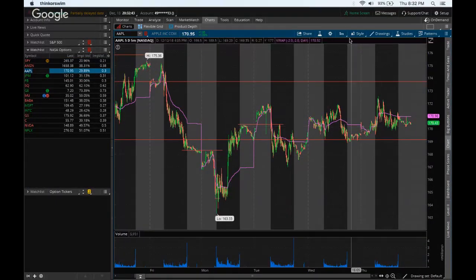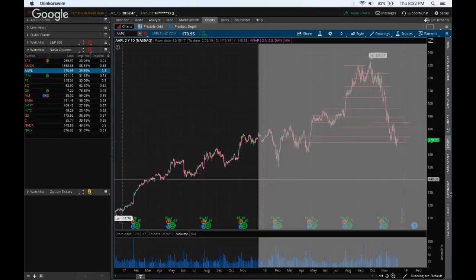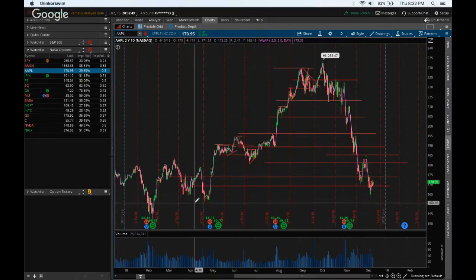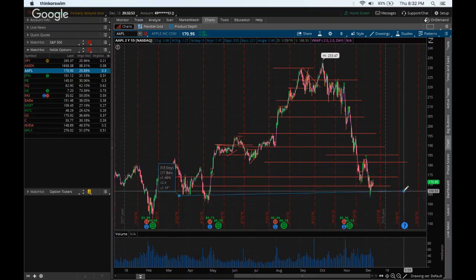Apple, let's see, first thing I do, start off with the 1 day, so we can see the overall time frame. So we dropped down to the support. Oh no, we didn't. We dropped down to this support. Sorry, I haven't charted this out recently. I've been busy and sick, but what's new?